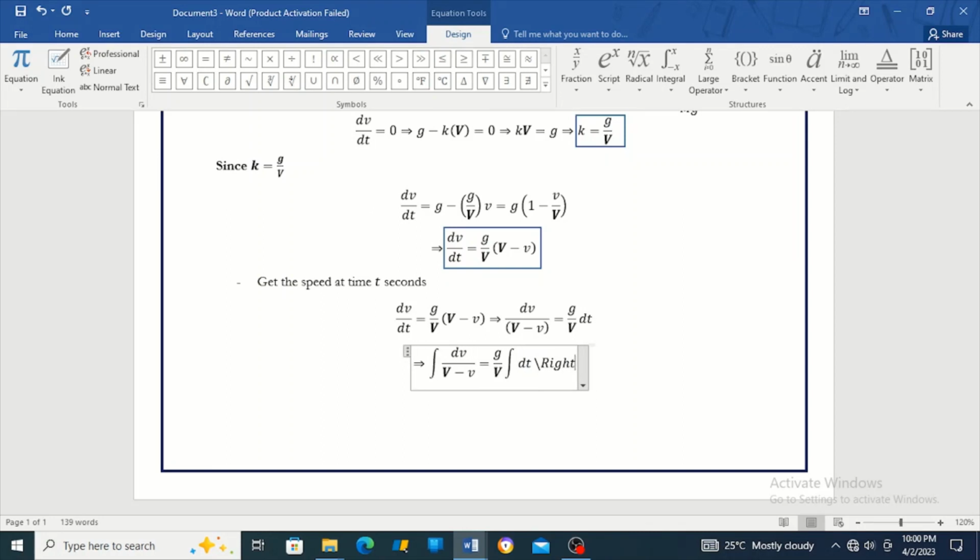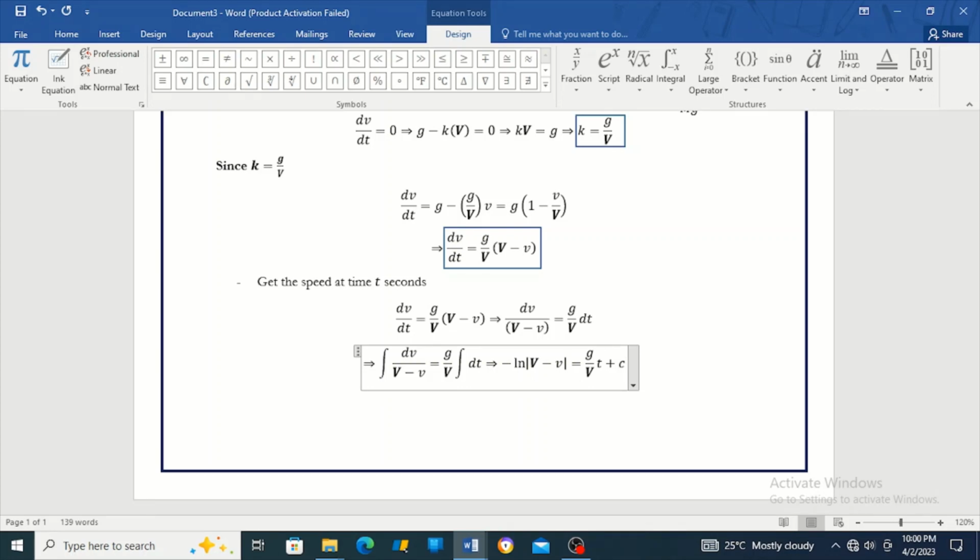So what does it mean? If I integrate the left hand side, I'm going to get negative the ln of capital V minus small v, equal to, I integrate the right hand side, I have g over capital V times t, then I need to add my constant of integration, maybe c.